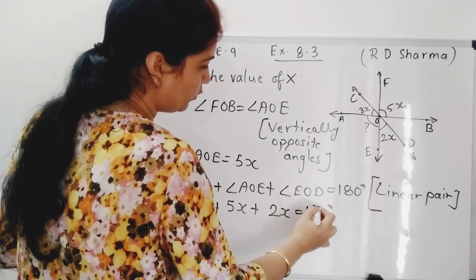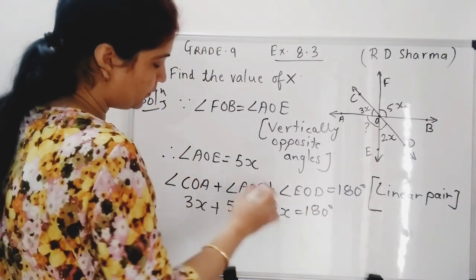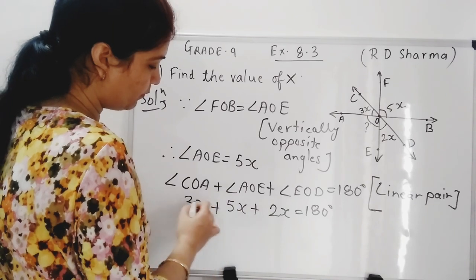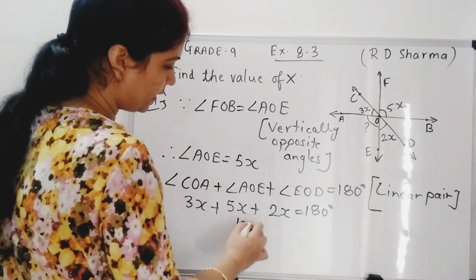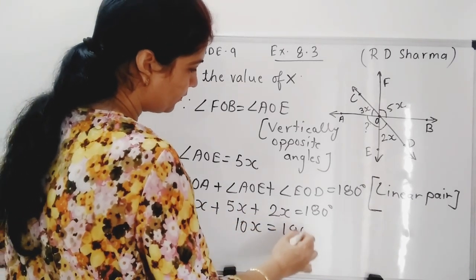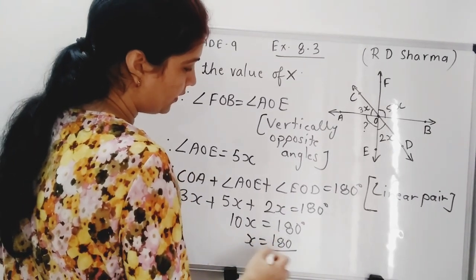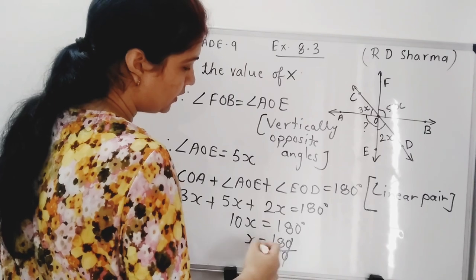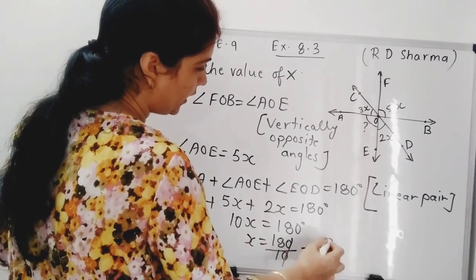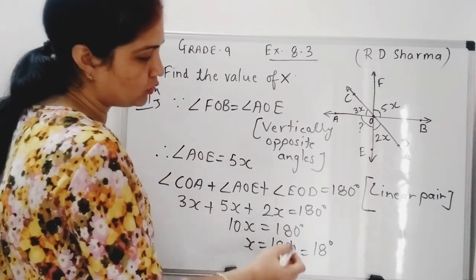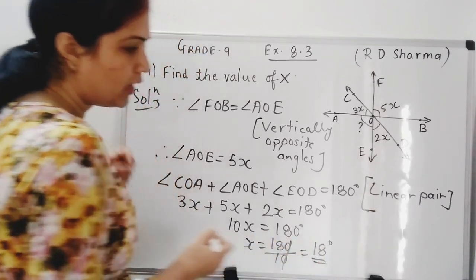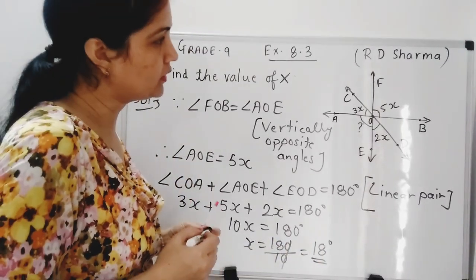Now we will further calculate 3x, 5x, 2x. We have to get the sum. 5 plus 3, 8, plus 2, 10. 10x is equal to 180. So x is equal to 180 upon 10. The 0 and 0 will be cut. So the value will be 18 degrees. So the value of x is equal to 18 degrees. This is your answer. So this is how we solve these types of questions.